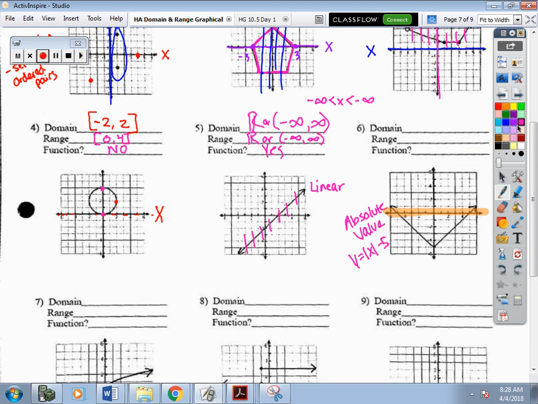Close. See how there's arrows going past that point? Yep. And it actually goes past this as well. For all real numbers. Now, if it didn't have the arrows and it stopped at 5, you'd be correct. How about our range? Range, we're going to focus on this axis.